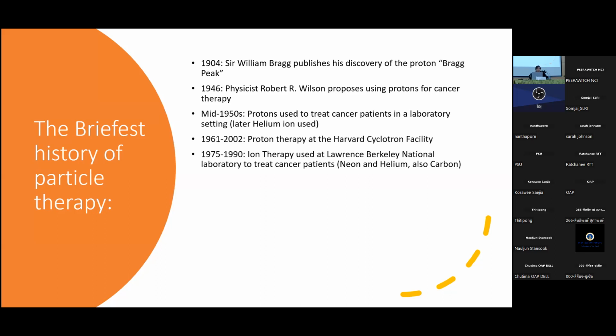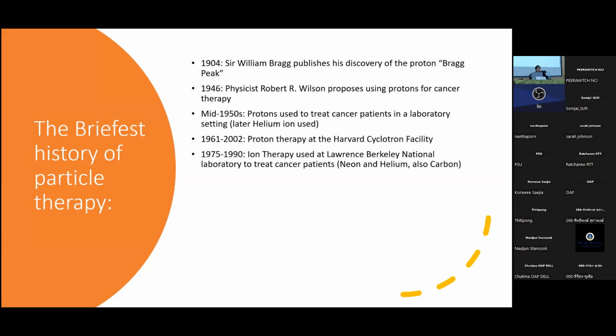And then also in the US, at the Berkeley National Lab, on the other side of the country, from the east coast of the United States to the west coast, they treated with heavier particles. This included carbon, but it also included neon beams, helium beams, and everything in between. So since 1975, almost 50 years ago, we've actually been treating with particle therapy.